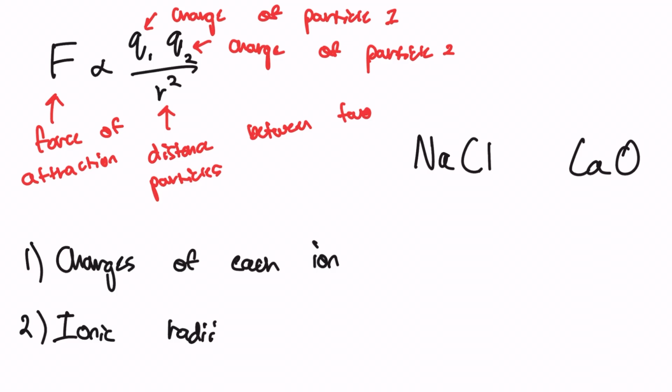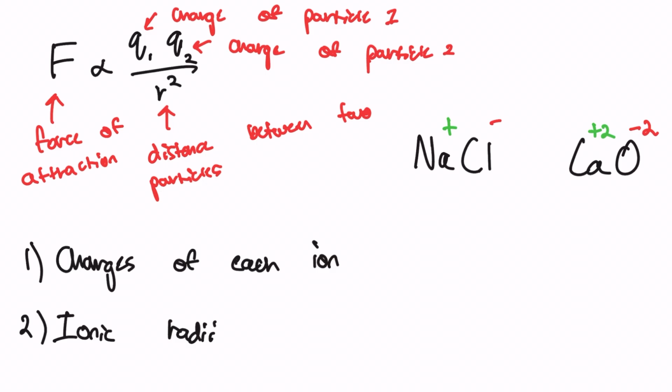For instance, which of the following compounds has a higher melting point? NaCl or CaO? Well, let's remember our 2 things in mind. First of all, let's figure out the charges of each of these ions. Navigating to the periodic table, we see that sodium is in the first group, therefore it has a charge of +1, and chlorine is in the 17th group, therefore it has a charge of -1. Calcium, however, is in the second group, and so it will have a charge of +2, and oxygen is in the 16th group, so it will have a charge of -2.